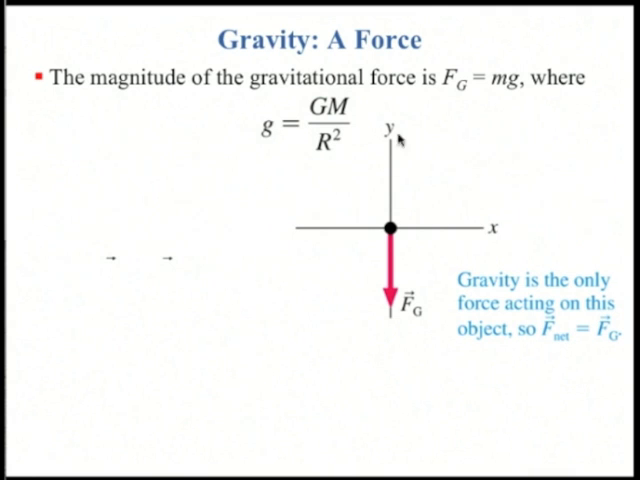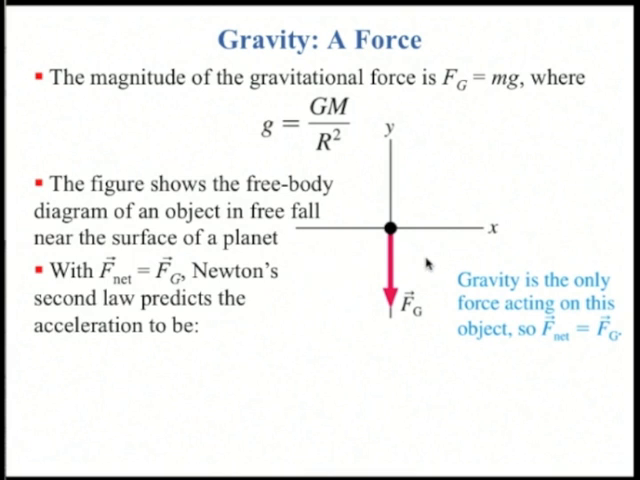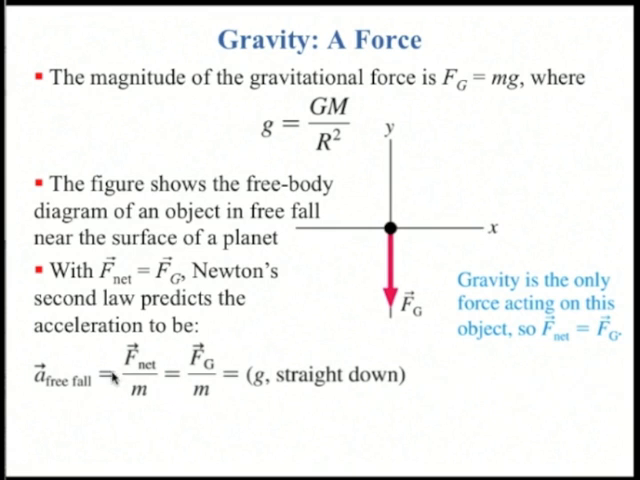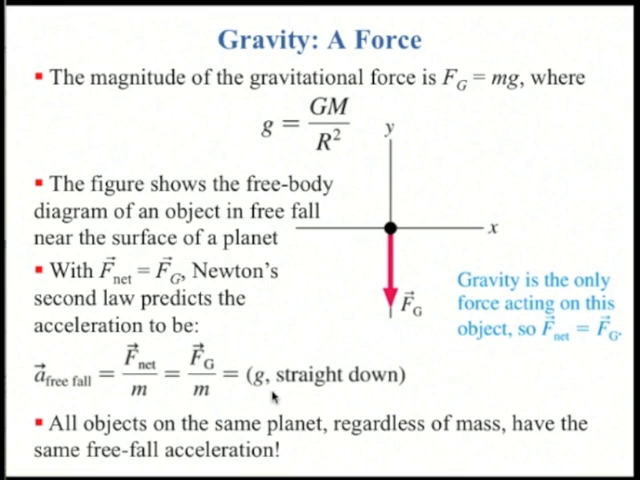If we set up a coordinate system where y is up and x is to the left, then the force of gravity is in the negative y direction. Here's a free body diagram of an object in free fall. The only force acting on it is the force of gravity, so the acceleration due to free fall is the net force divided by the mass, which is mg over m, which just turns out to be g, straight down. All objects on the same planet, regardless of their mass, have the same free fall acceleration.